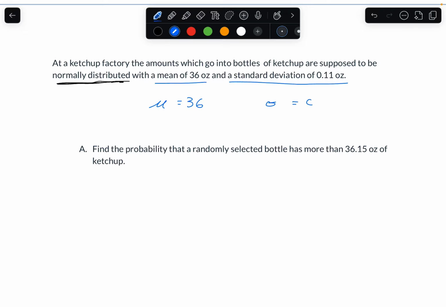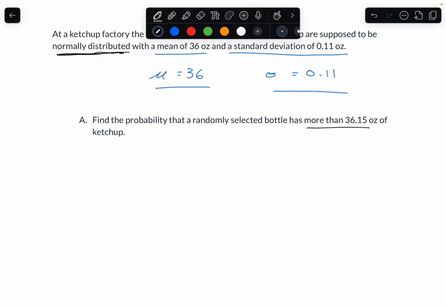So moving on, we're going to look at a few different examples related to this distribution. We want to find the probability that a randomly selected bottle has more than 36.15 ounces of ketchup. So in general, I think it is always a good idea just to sketch out what this is going to look like on your normal distribution. It does not have to be a particularly detailed graph, but I'm going to draw the graph anyway. So here's my normal distribution. Perhaps it looks something like this.